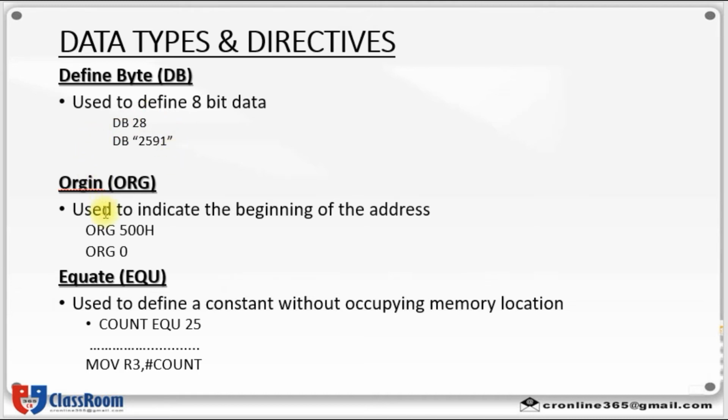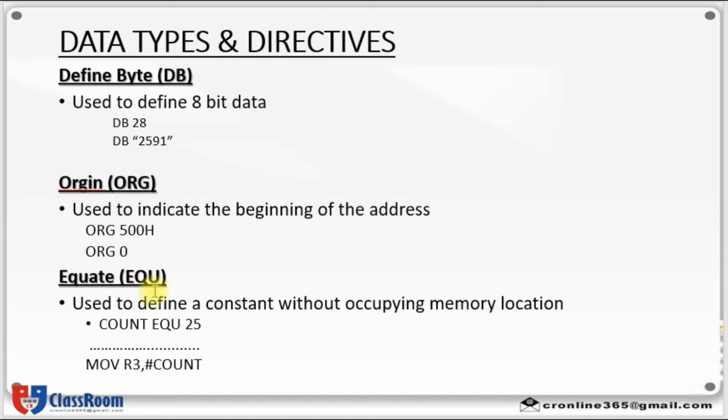Then the second directive is origin. Origin can be denoted by using the letters ORG. Origin is used to indicate the beginning of the address. Origin can be specified in hexadecimal format or in decimal format. For hexadecimal number representation, you have to show it by using the letter H. For decimal format, you can simply write it as ORG 500 or ORG 0.